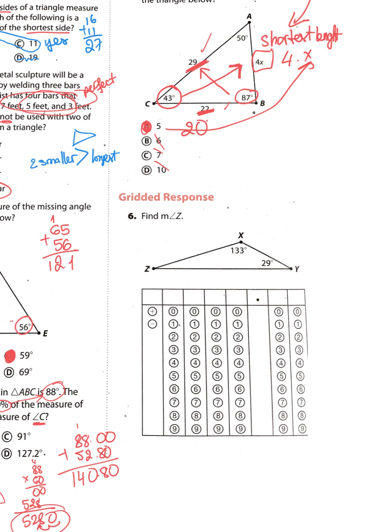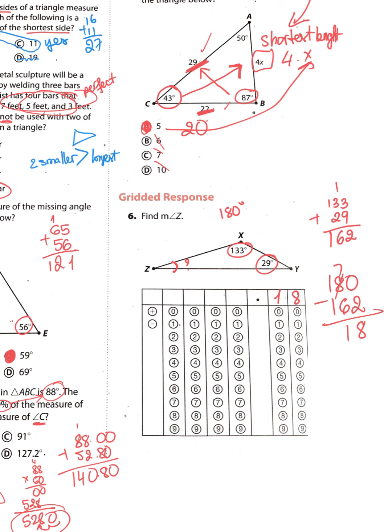Last question. So for angle Z, oh, this is easy, right? This is missing. I know that the sum of a triangle will be 180. So I need to take away angle X and angle Y. Let's add them up. It's 162, but we need to take that away from 180. It's going to be 18 degrees.